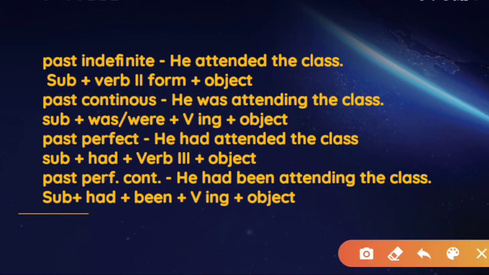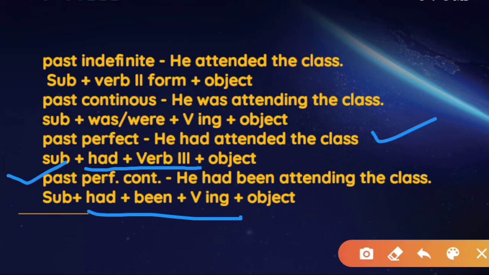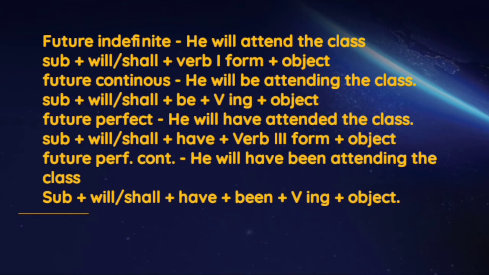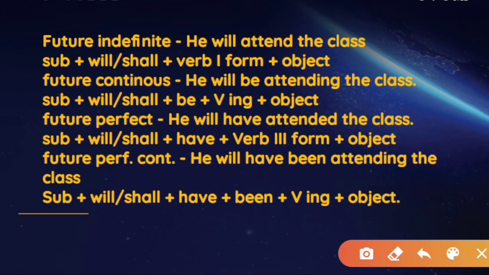Perfect, he had attended the class, had plus verb third form. By seeing this you can know it is going in past perfect. Past perfect continuous, he had been attending the class, had plus been plus verb ing. This is the notification for past perfect continuous. Next is future indefinite. He will attend the class. The rule is subject plus will or shall plus verb first form plus object. Will is used to show surety.